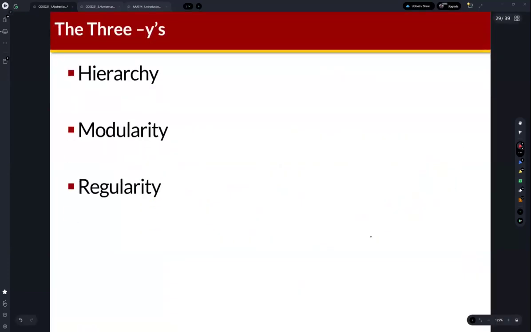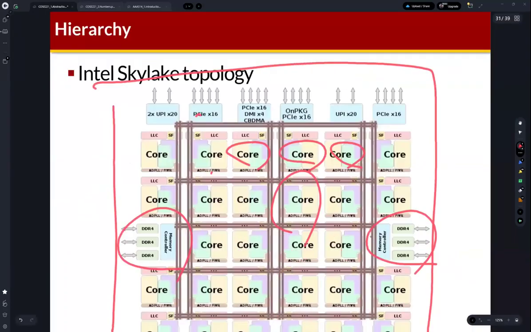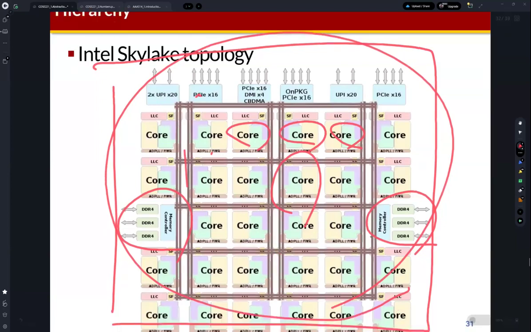And then hierarchical design, modular design, and regular design. We can understand complex systems hierarchically, right? We can start from a large system, and then this large system is separated into smaller modules. This is the hierarchical design.